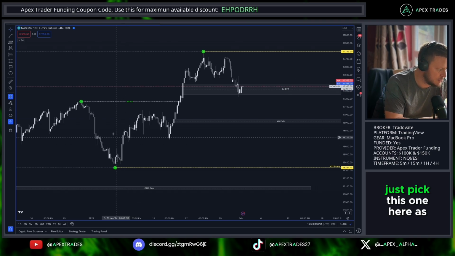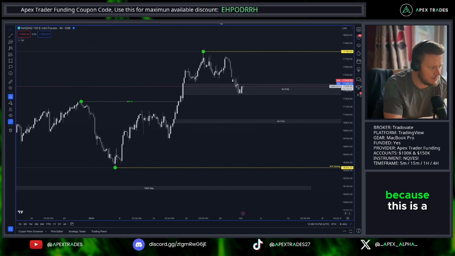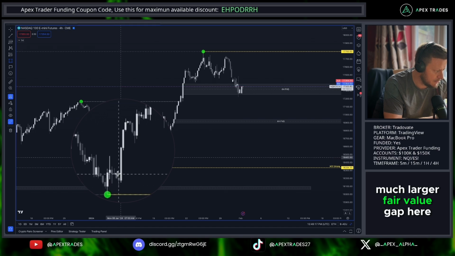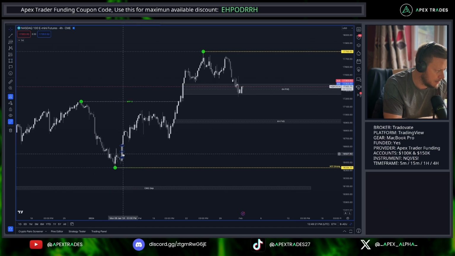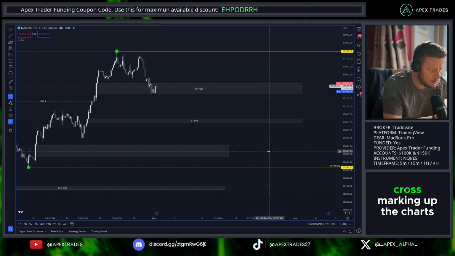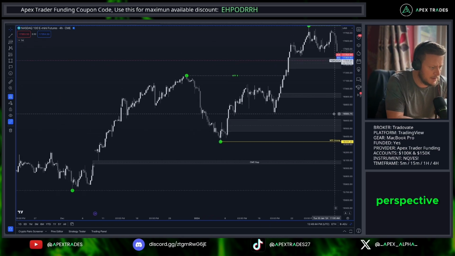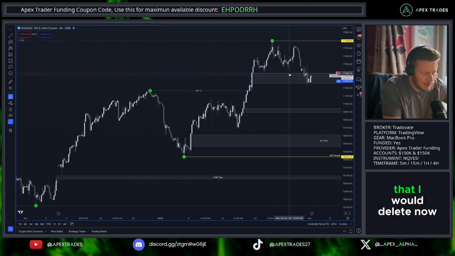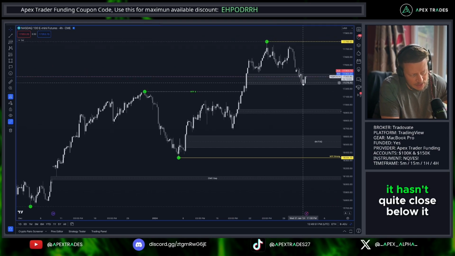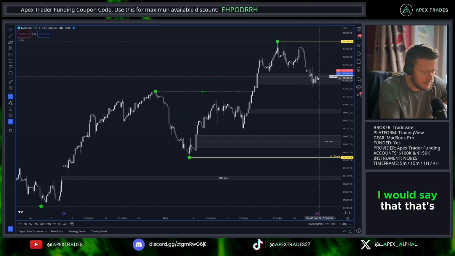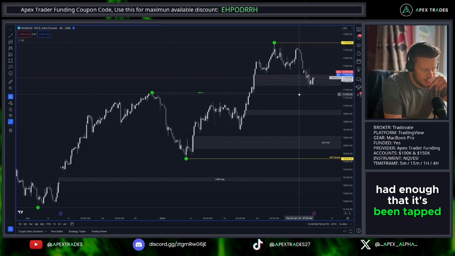I'll probably have to just pick this one here as well, because this is a much larger fair value gap here. Mark that one off. Okay, let's get that one across. Marking up the charts. Okay, so just to bring that back into perspective, we have this fair value gap that I would delete now because, well, it hasn't quite closed below it, but theoretically I would say that it's had enough that it's been tapped.